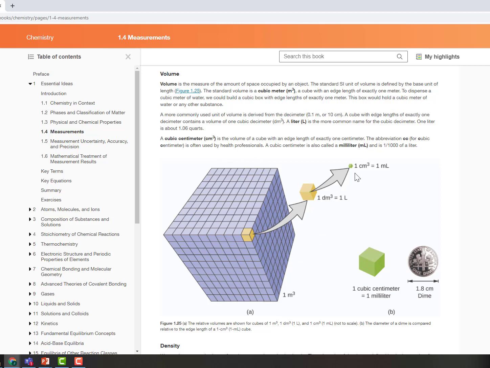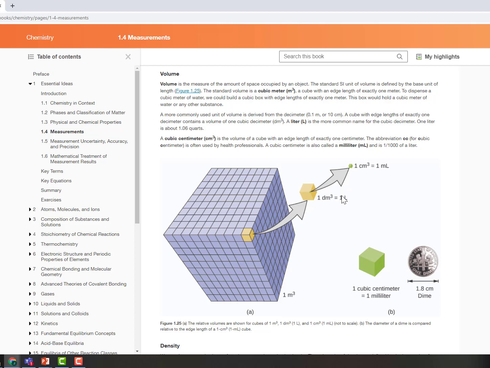And then if we go one more than that, we would have a similar thing again. So a factor of 10 between decimeter and centimeter. So this is 1,000 times smaller. A cubic centimeter is 1,000 times smaller than a liter.